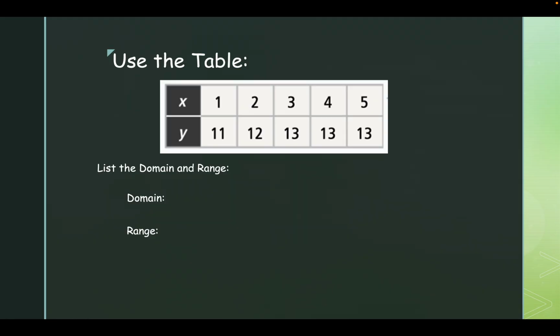Use the table to list the domain and range. Reminder, the domain is just the x values. So if we list the x values, we go in order: 1, 2, 3, 4, 5. Those are our x values. For the y values, we have 11, 12, 13, and the 13 repeats itself. So we don't have to repeat every value. We only have to list it once. So if we list the range here, we can list 11, 12, 13, and be done, since these y values repeat.